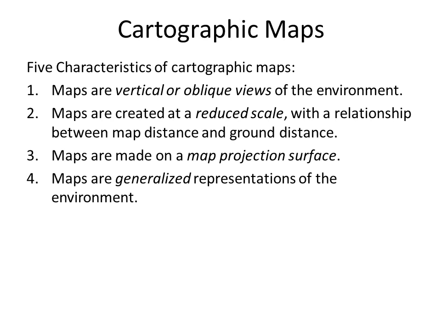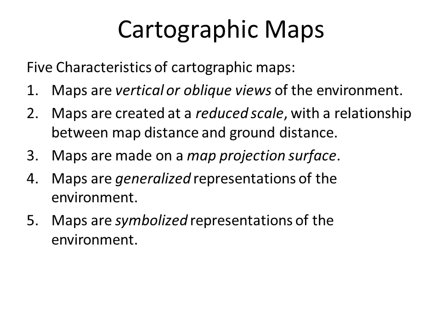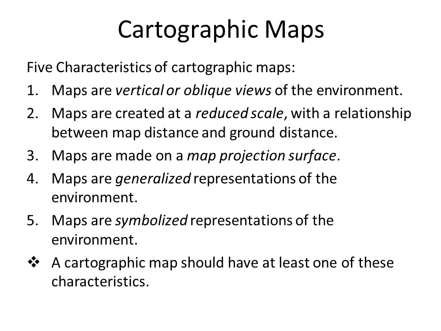Maps are generalized representations of the environment, and maps are symbolized representations of the environment. And in order to be a cartographic map, a map should have at least one of these 5 characteristics.